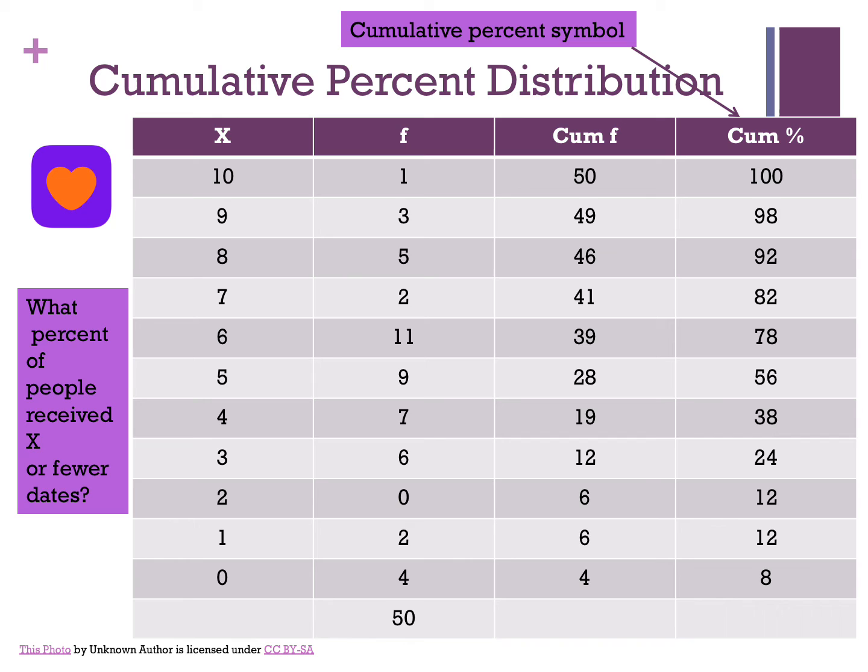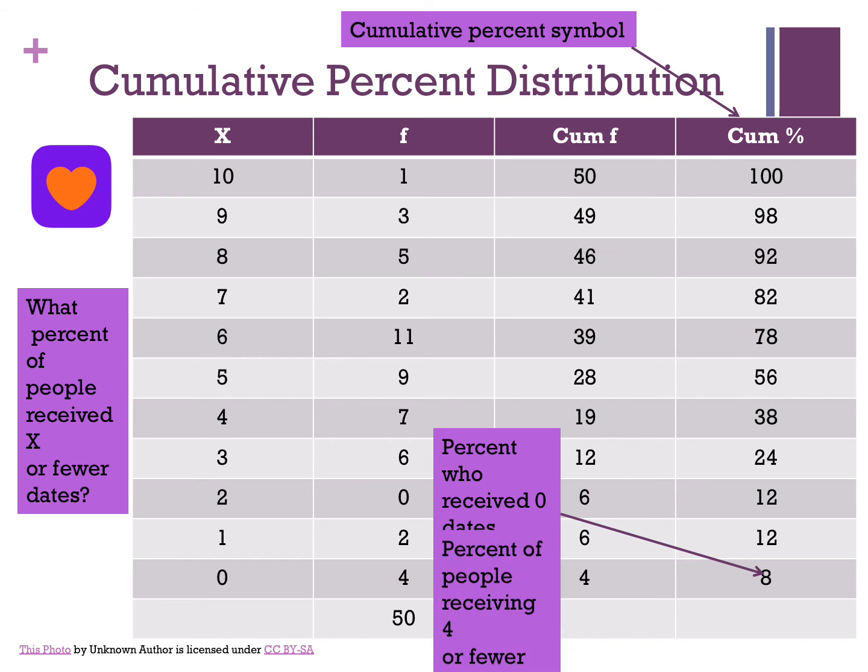The value of X, recall, comes from the numbers in the first column of the table. For example, if we want to know what percent of people received 0 dates, we look across the bottom row of the table and we find 8% received exactly 0 dates. If we move up the column of numbers in the first column to the number 4, we can answer the question, what percent of people received 4 or fewer dates? Again, looking across the row to the last column, we find 38% received 4 or fewer dates.